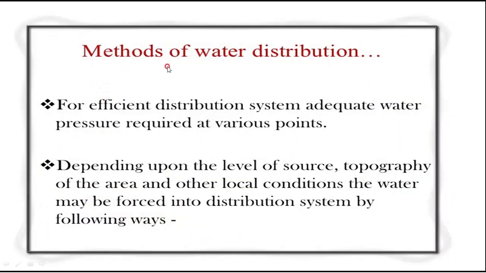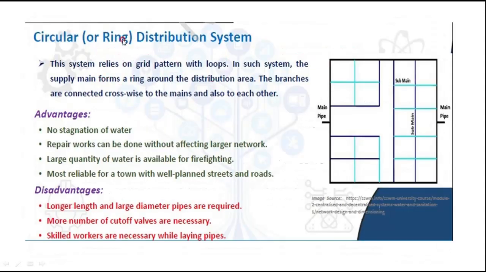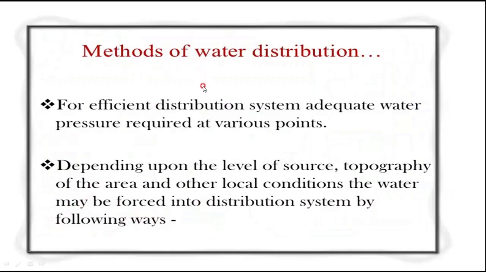Next, coming to the method of water distribution. There are water distribution network methods, and this is a method of distribution. For an efficient distribution system, adequate water pressure is required at various points depending upon the level of source, topography of the area, and other local conditions. The water may be forced into the distribution system in the following ways.